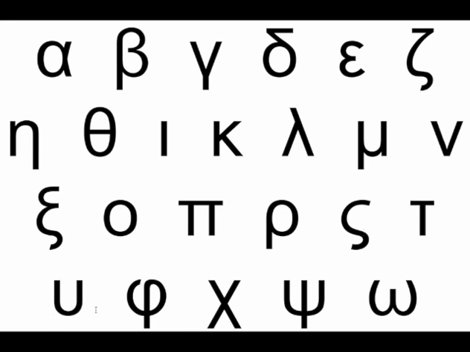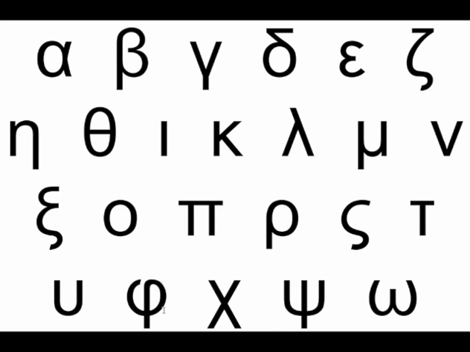Next we have an upsilon. It makes a u sound. It's not quite like the English u, which makes kind of an uh sound. This makes more of an ee-oo sound, kind of like that. So it makes a u sound. Upsilon. Starting with the alpha: A, V, G, D, E, Z, A, th, E, K, L, M, N, X, O, P, R, S, T, U.